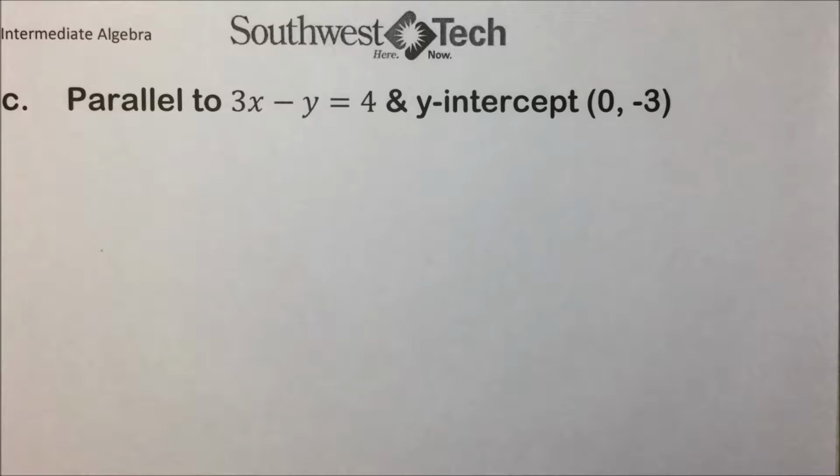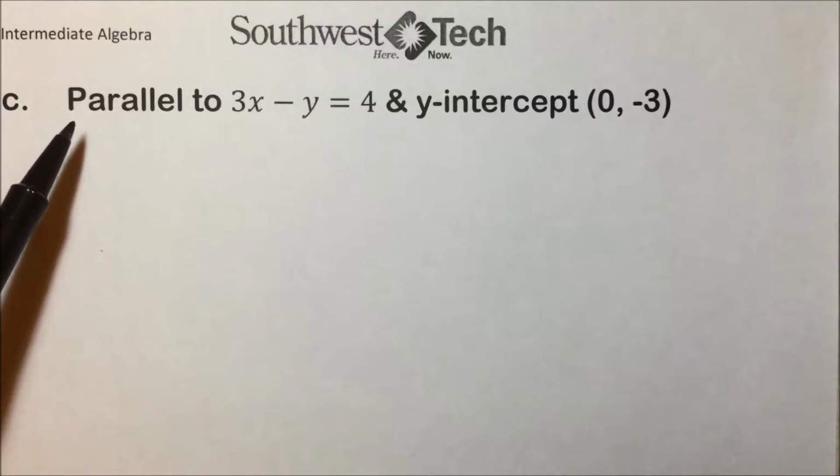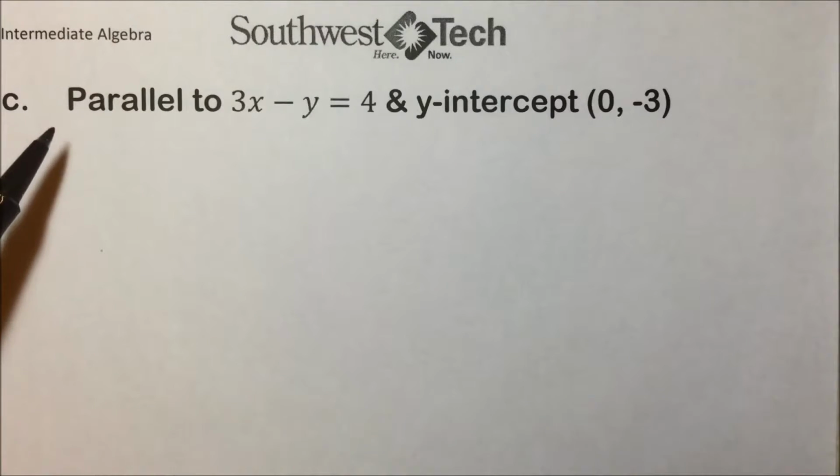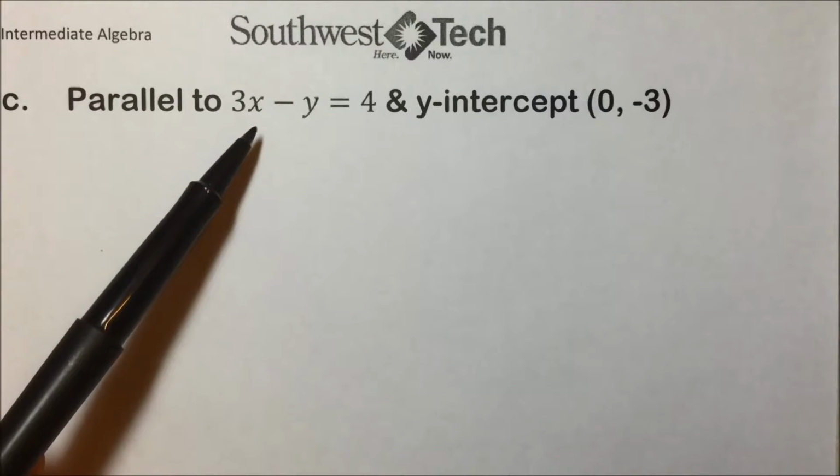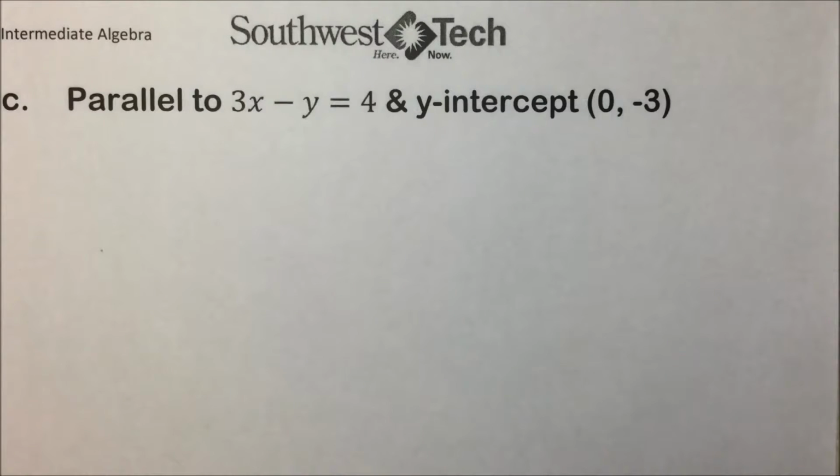Intermediate Algebra Section 2.5. To find an equation of a line, we need absolutely the minimum of 1 point and the slope, or 2 points. And in this particular example, we're given the fact that the line that we want the equation for is parallel to this line, but contains the following y-intercept.